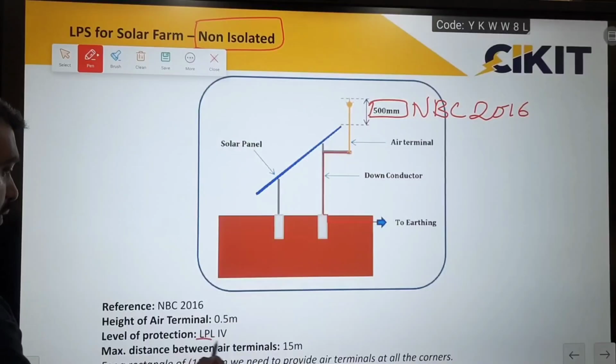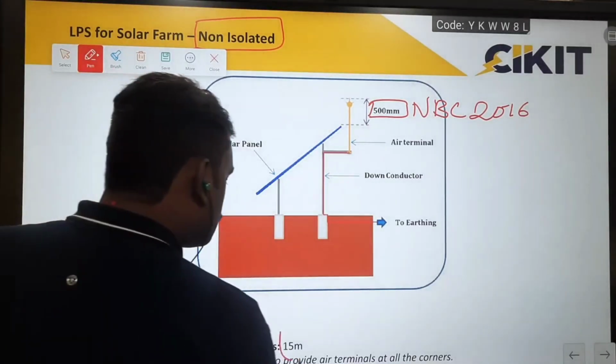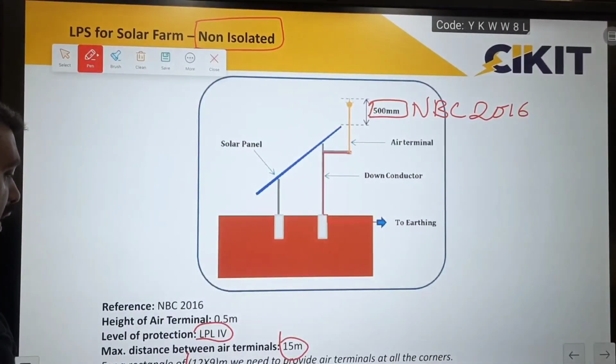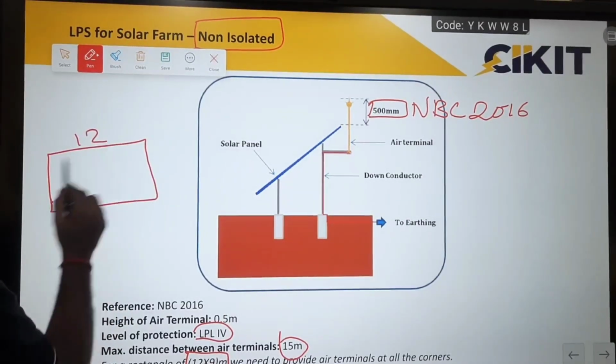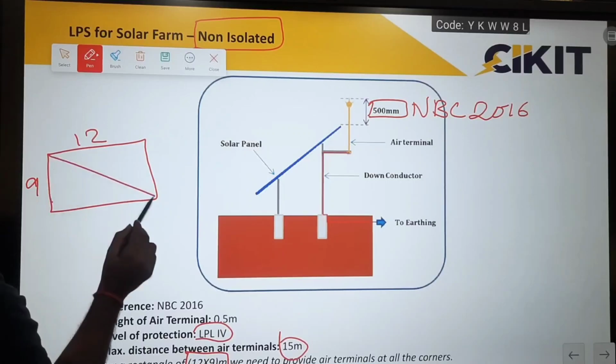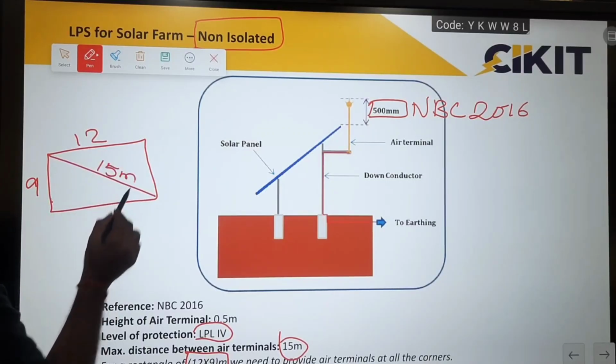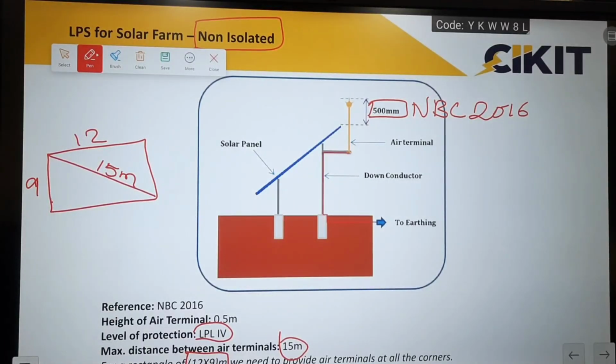So here the level of protection I mentioned before, the maximum distance is only 15, and I have provided an explanation for 12 meter by 9 meter. If I consider a rectangle of 12 meters length and 9 meters width, the diagonal will be 15 meters. So based on that, I have to place multiple air terminals to protect the entire area.